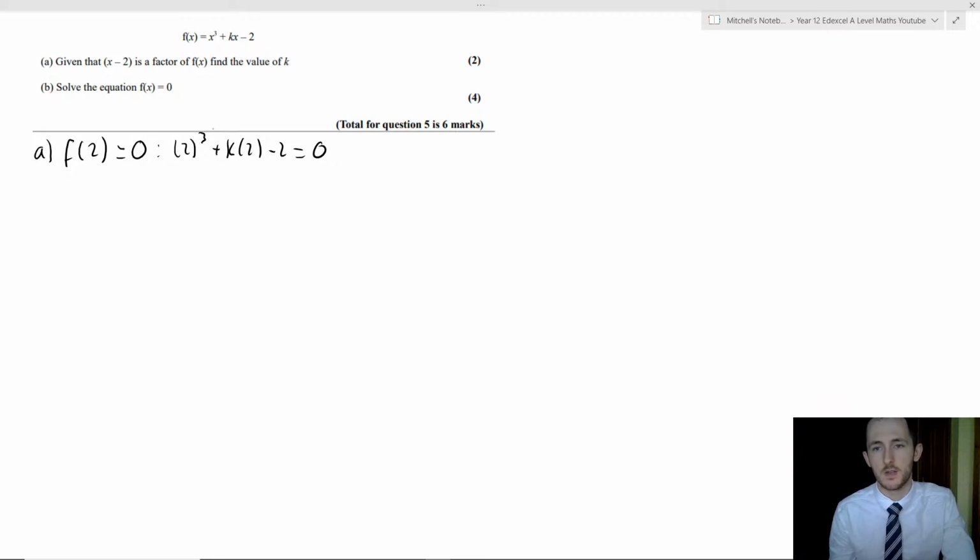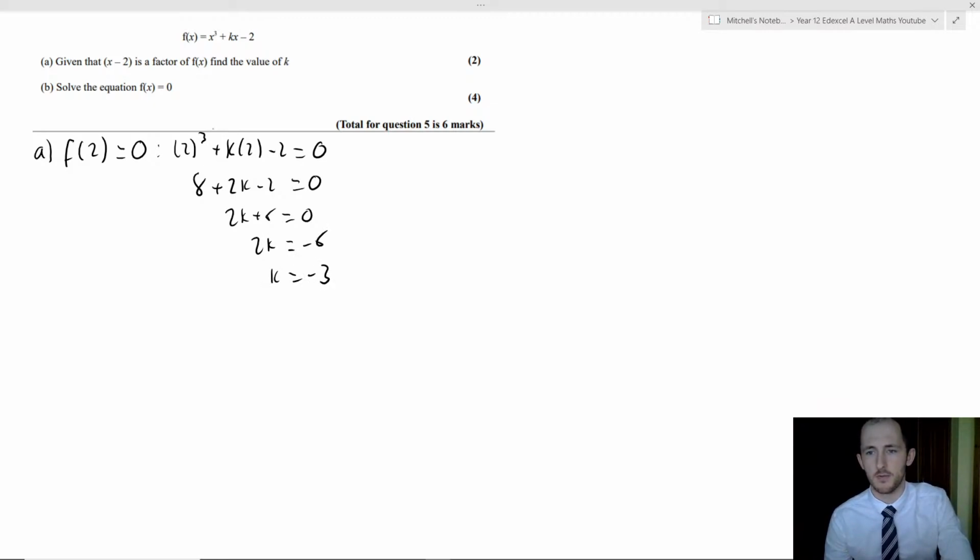So let's sub it out. 2 cubed is 8, plus 2k minus 2, equals 0. So 8 minus 2 is 6. 6 minus 3. So just move the 6 over to the other side by minusing 6 and divide by 2. And then hence it's saying to solve the equation f of x equals to 0.